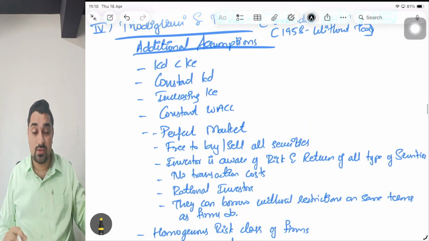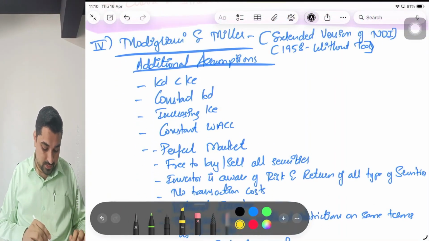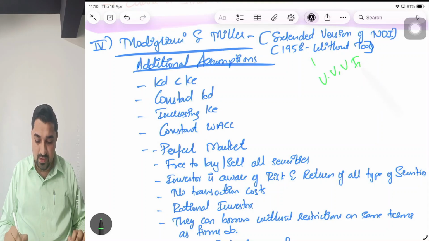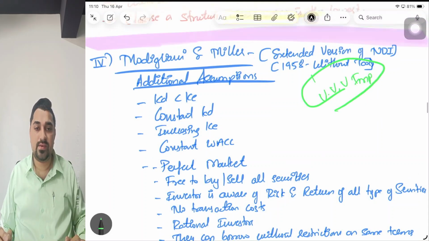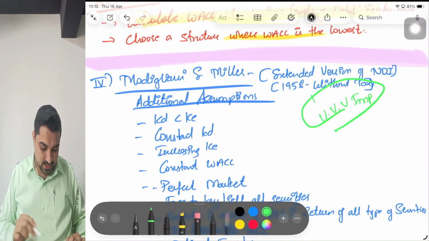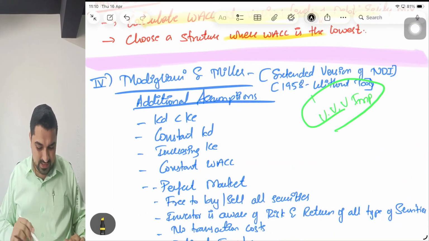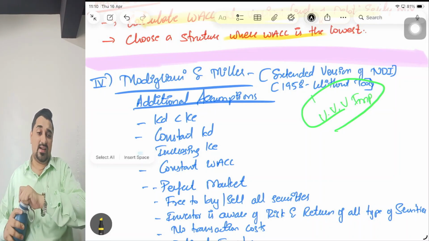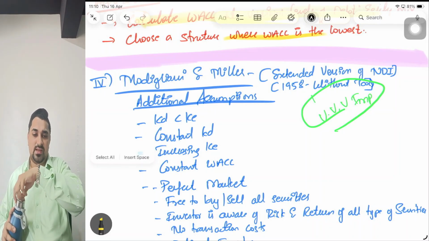Now we'll go to a very important approach, that is M&M. Mark this as very important from exam point of view. M&M is a bit of an exception. Normally what people say, M&M says the other way around. His thinking is totally different.